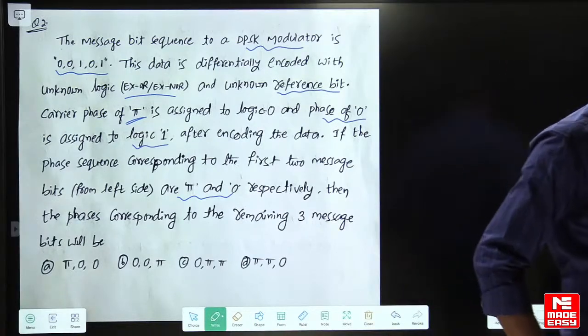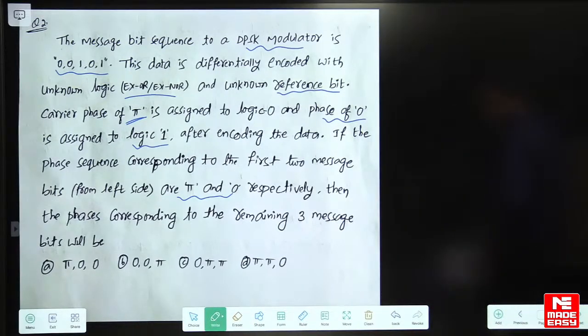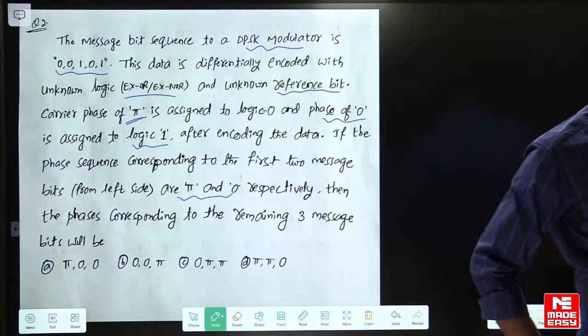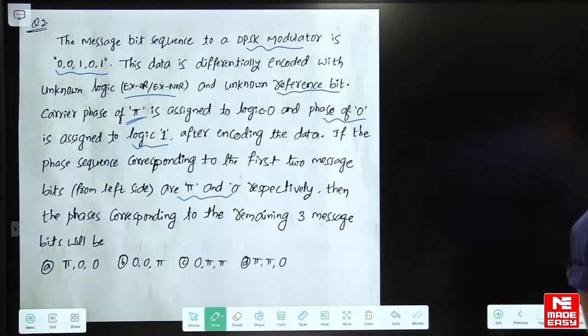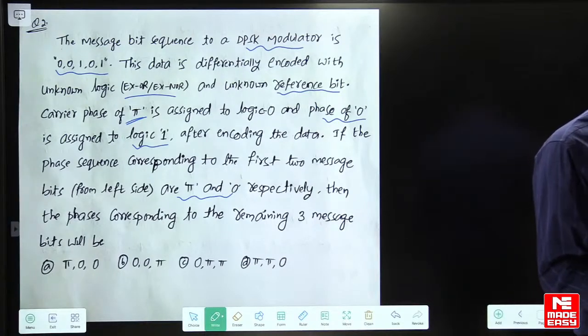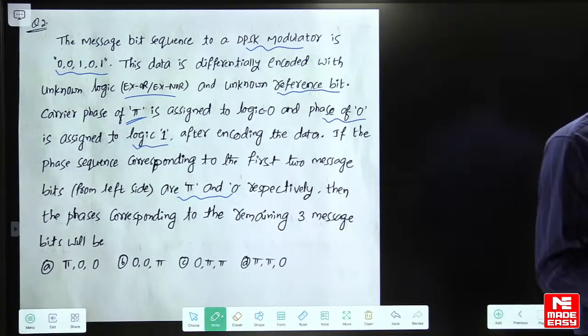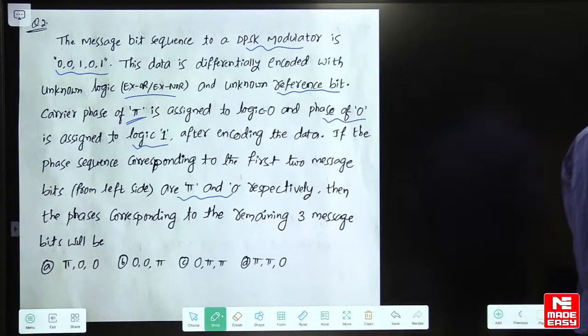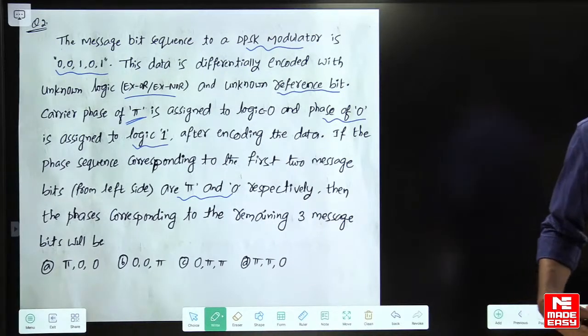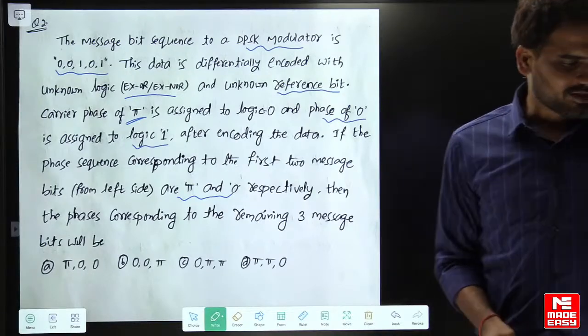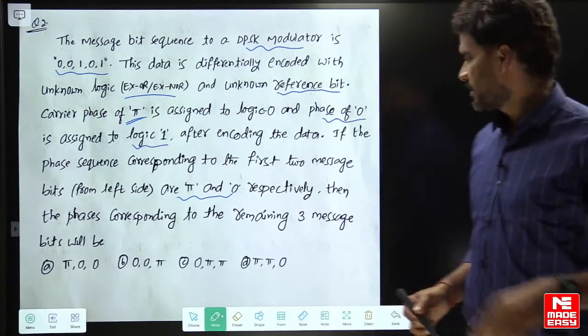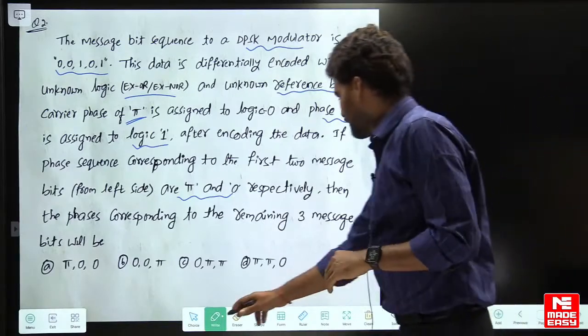Manish Kumar is saying C is the answer for this. What about others? I want to get the answers from others also. Abhinav Datta is saying option D is correct. Okay, fine. So let's do it.